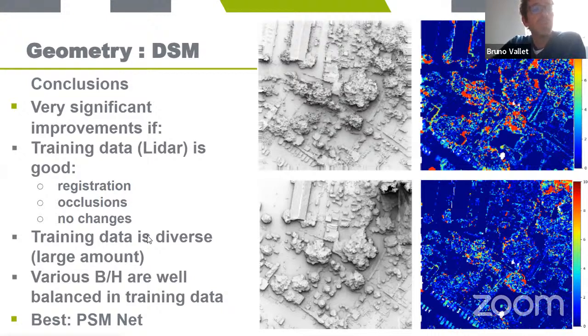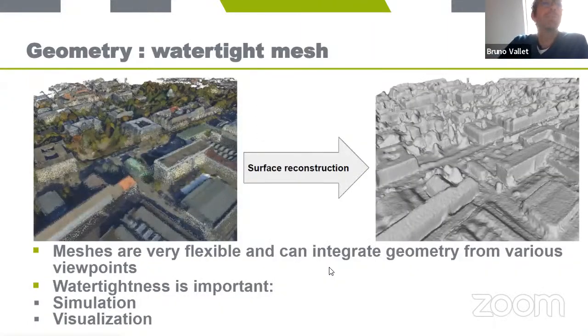And we also studied the influence of the B over H, because we know that the B over H, so the ratio between the base and the height, is something that impacts dense matching a lot. And we found out in our experiments that the best thing to do is a training that is well balanced in B over H. That is, you need to have a lot of examples of small, medium, and large B over H. And then finally, among all the networks we have tested, we found out that the one that seems to perform best for geospatial data is PSMNet. So the result that is displayed here is a result from PSMNet.